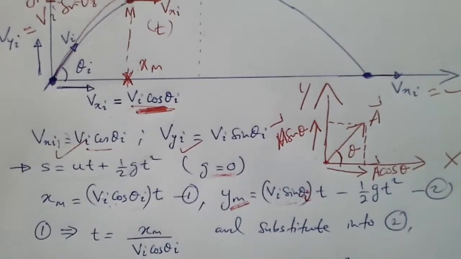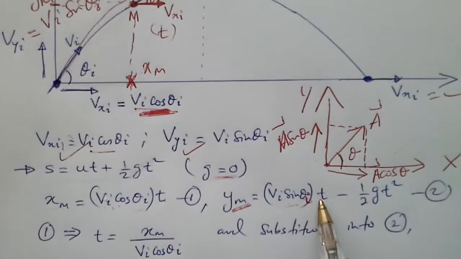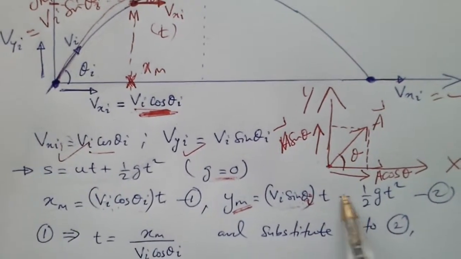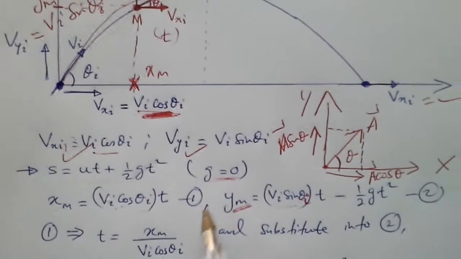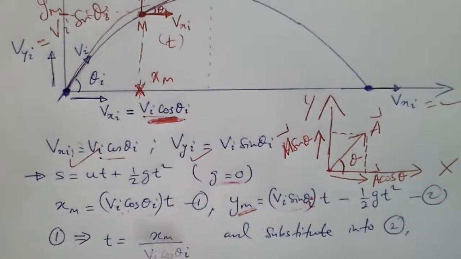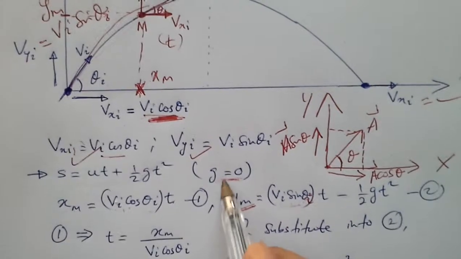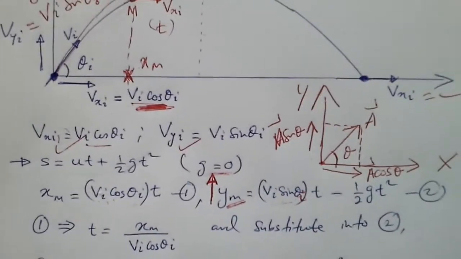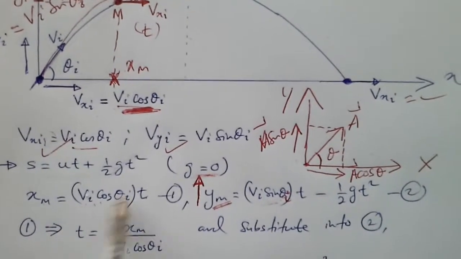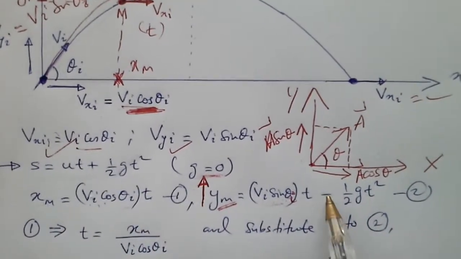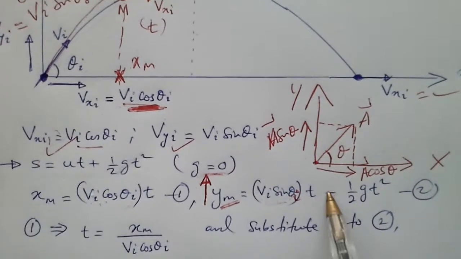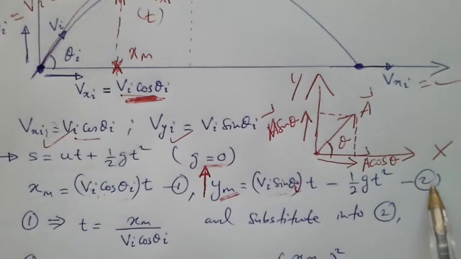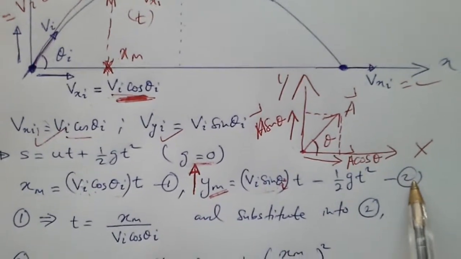So vi sin theta I into time t, minus. Remember, I'm now using the same equation in the vertical direction. I'm using the upward direction, but gravity is downward, so that's why I'm having a minus sign. So minus half g t squared. So this is my second equation.